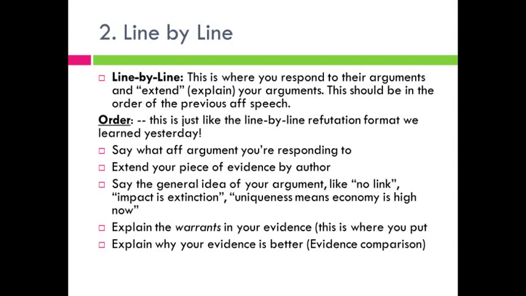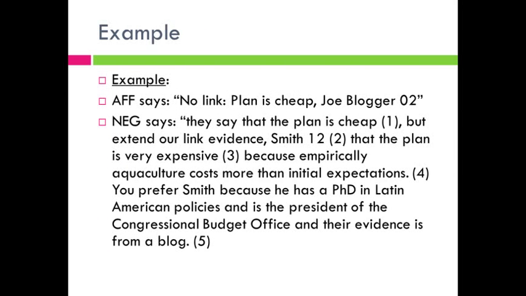So that's evidence comparison. So let's say your piece of evidence was from a peer-reviewed journal and the AF's evidence was from a blog. You'd say you should prefer our peer-reviewed journal because more people have looked at it, which means that it has overall expert consensus, which indicates that it's more likely to be true than just one person's opinion, e.g. from Joe Schmo's blog. Okay? So here's an example.